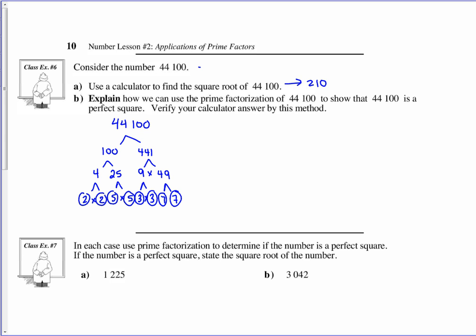Okay, so the question is, can we split this into 2 equal groups? Yeah, because we have 2 2s, so one will go here, the other will go there. The 5s, can we split them up into 2 groups? Yeah, there's an even number of 5s. There's an even number of 3s. There's an even number of 7s. So it is a perfect square.